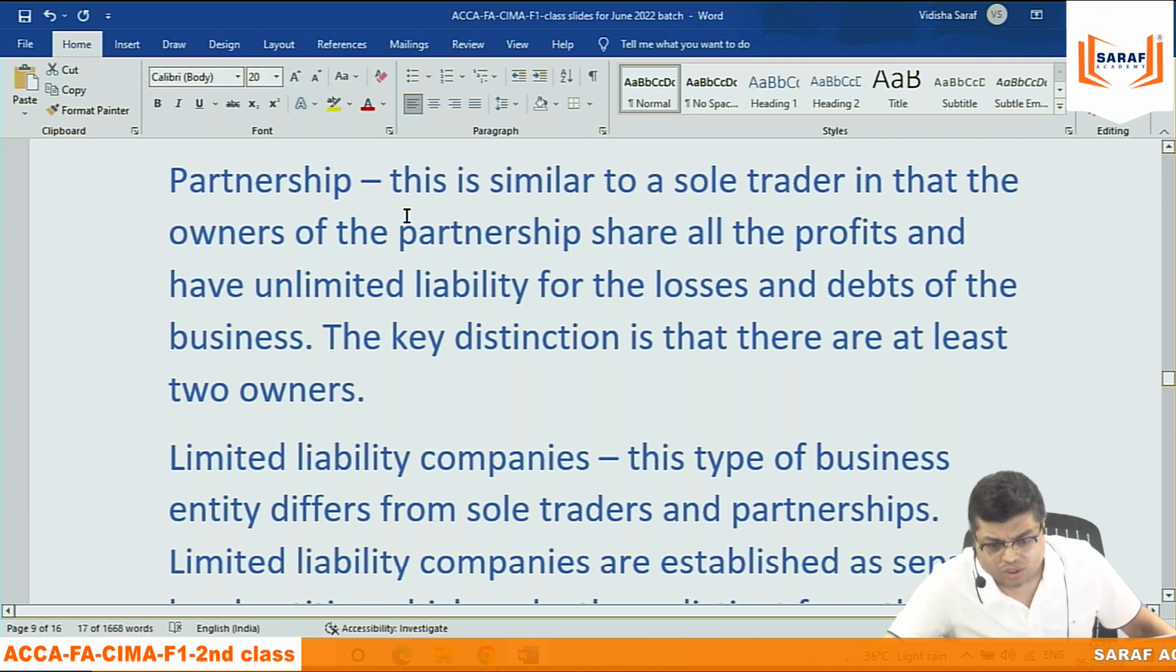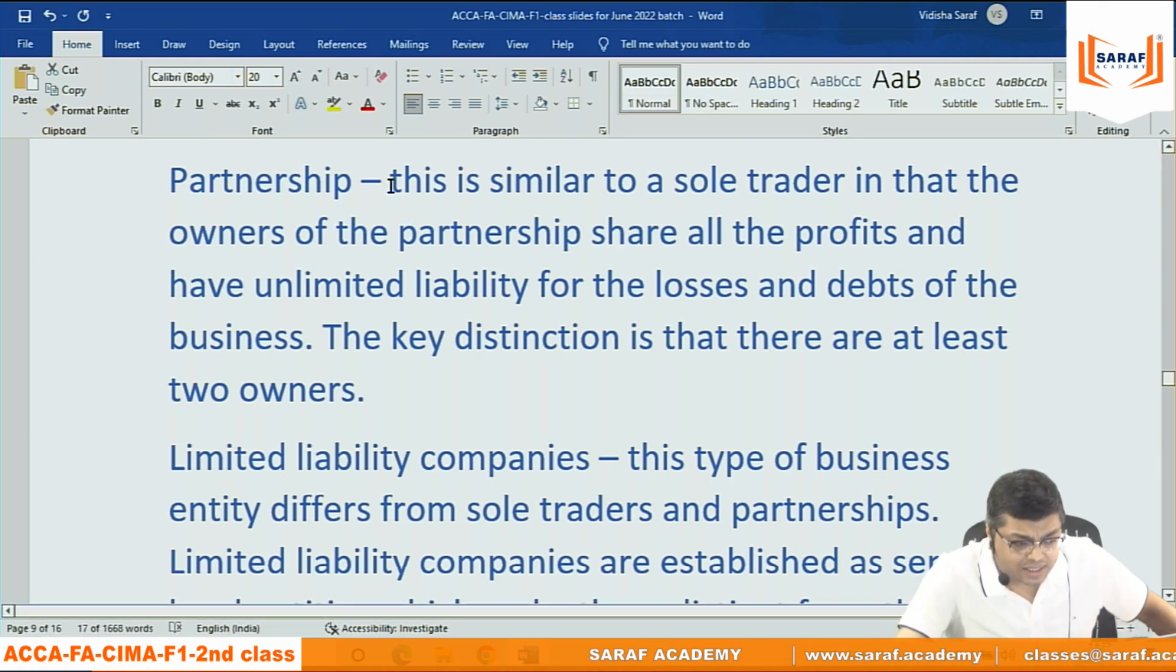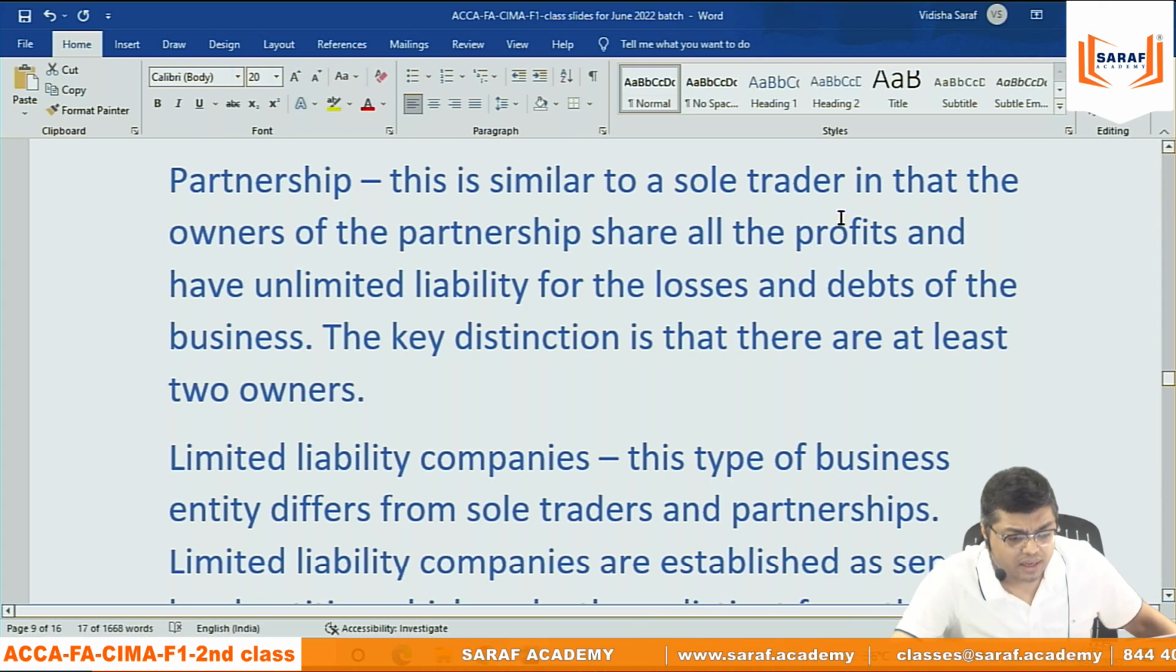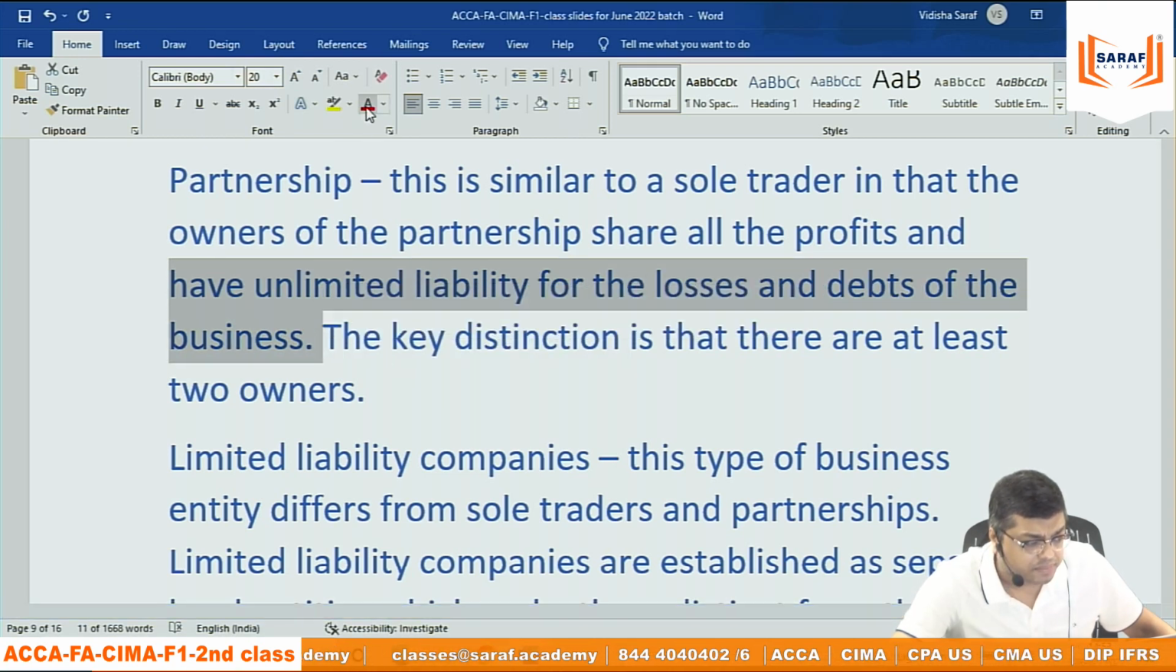Partnership, just like sole trader. But in a partnership, more than one person is the owner. Maybe 2, 3, 5, 10, 20, whatever. Partnership, this is similar to a sole trader, in that the owner of the partnership share all the profits, but have unlimited liability for the losses and debts of the business.